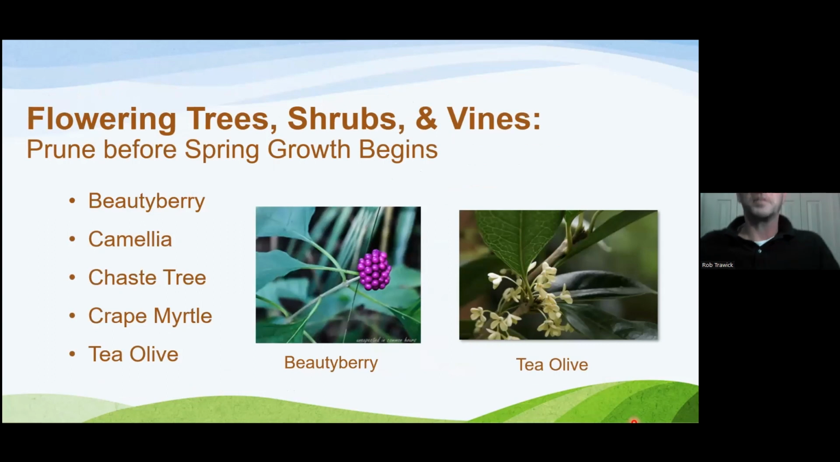Flowering trees, shrubs, and vines that you prune before spring growth begins. So again, that bloom after May: beautyberry, camellia, the lilac chaste tree, which is oftentimes referred to as a vitex, crepe myrtles, tea olives. These are plants and shrubs that we're going to prune at the beginning of spring, late February, early March. That's when we're going to start pruning these.